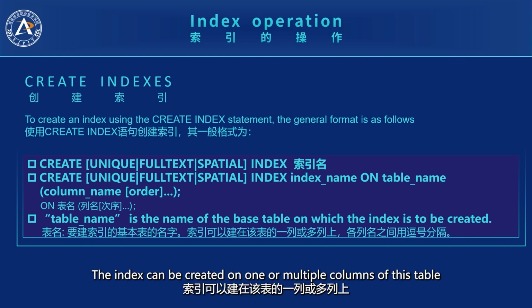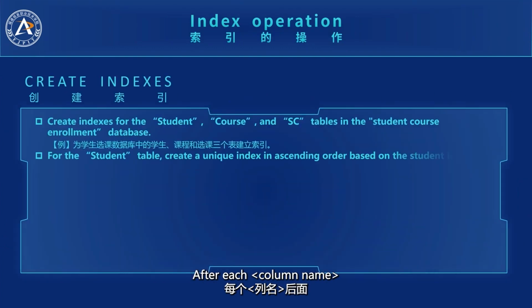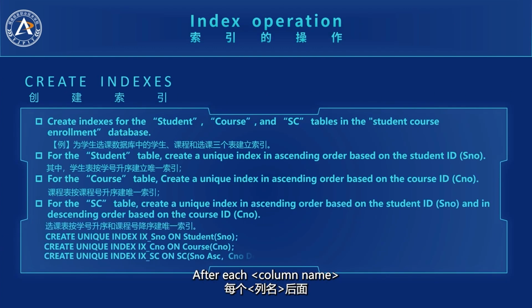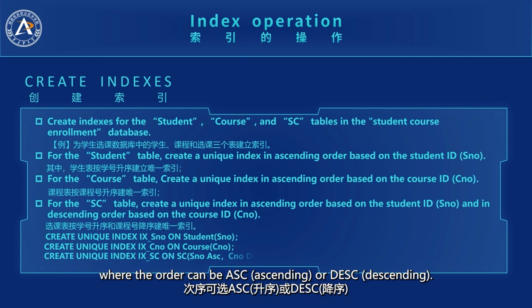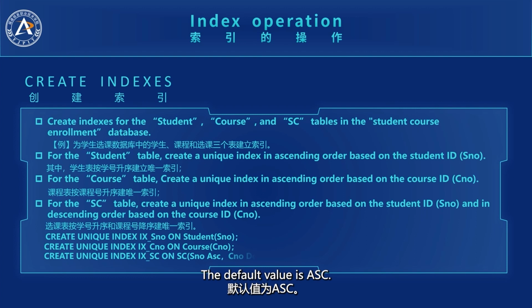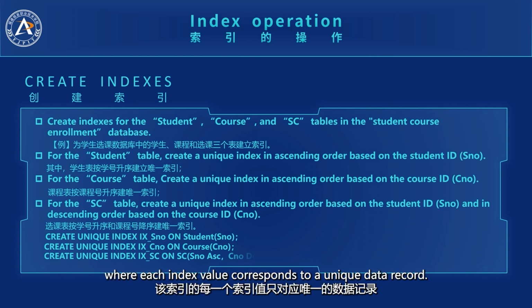The index can be created on one or multiple columns of this table, with column names separated by commas. After each <column_name>, you can optionally specify the order of index values using order, where the order can be ASC (ascending) or DESC (descending). The default value is ASC.